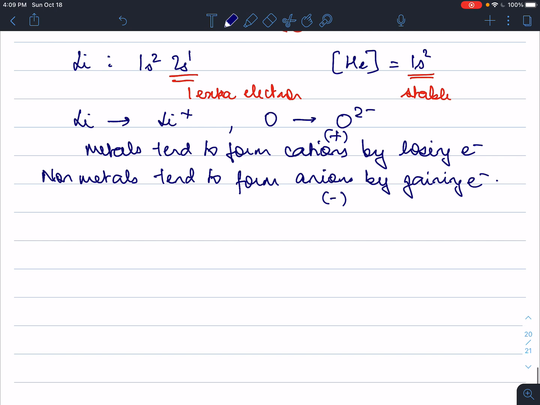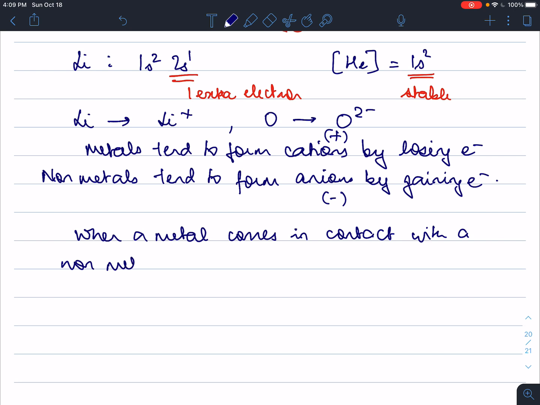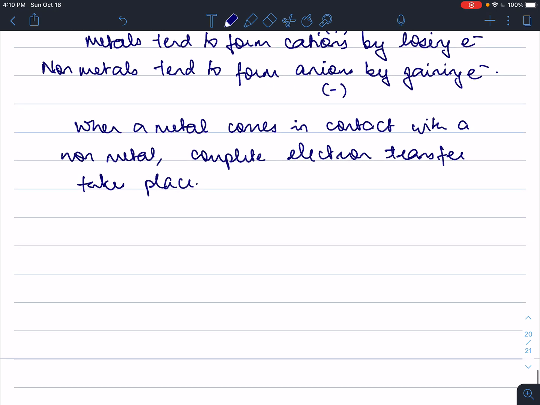Now, if a metal comes in contact with a non-metal, then there is a complete electron transfer. When a metal comes in contact with a non-metal, complete electron transfer takes place. How does that happen? Let us consider sodium chloride.